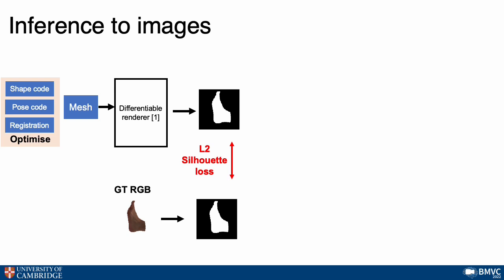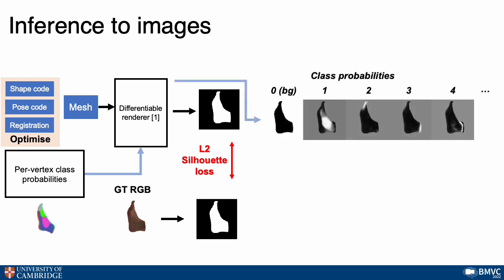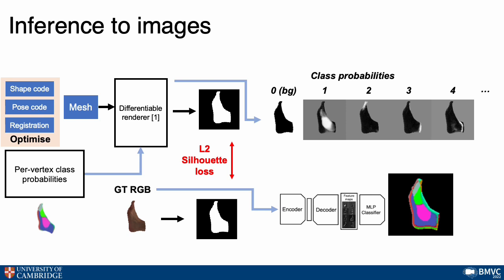We then add a further training loss using our learned parts. We take our per vertex class probabilities learned on our template mesh and render these as class probability heat maps using our differentiable renderer. Next, we pass the ground truth RGB image through our 2D part prediction pipeline to give us ground truth part labels. Finally, we introduce a cross-entropy loss between these 2 representations of parts in 2D.